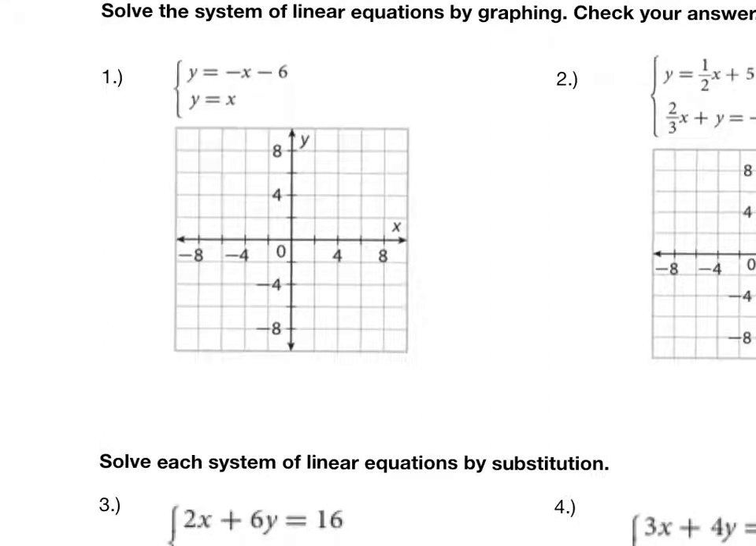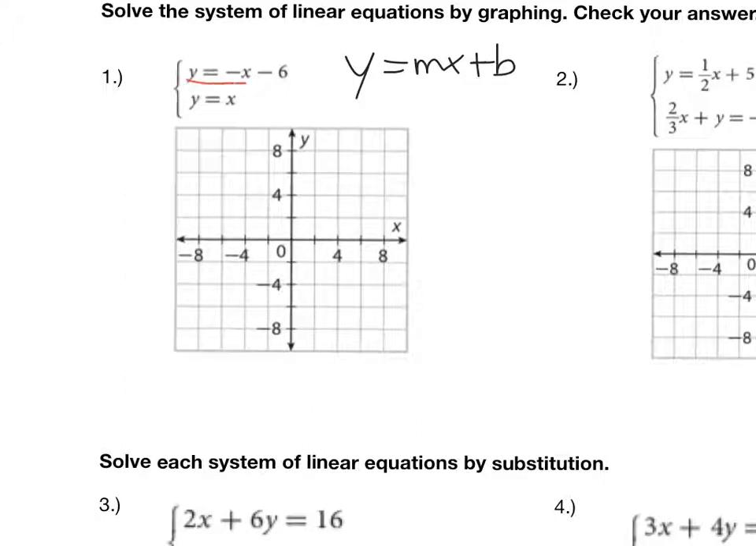Okay, so your study guide for tomorrow's test. The first two problems you are asked to solve a linear system by graphing. If you notice, number one is already in slope-intercept form, which is y equals mx plus b, where m is your slope and b is your y-intercept.